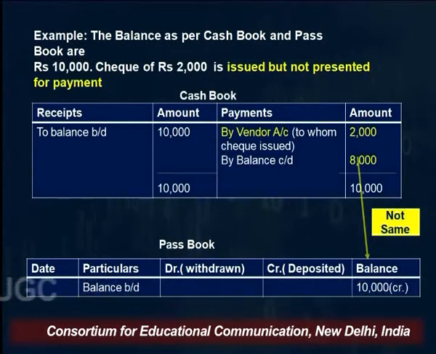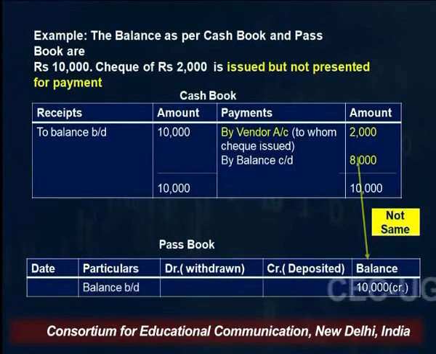The moment we issued the check to our vendor, we recorded it on the payment side with the name of the vendor, and the amount is 2,000. Because we have issued a check and the total amount reduced, the balance of the cash book reduced to 8,000, whereas the balance of the passbook remains unchanged, that is 10,000. The reason is that the bank will not record this entry unless the check is presented to the bank. Unless the check is presented, the bank is not going to pass any entry for this transaction.